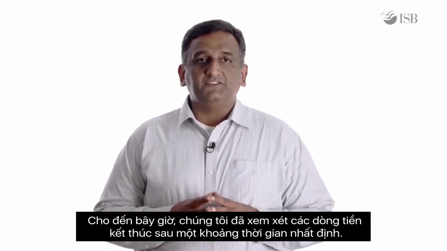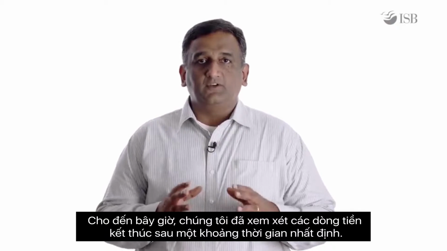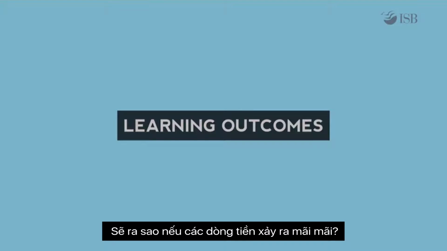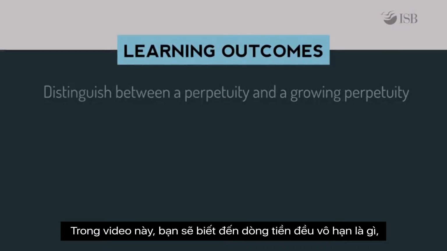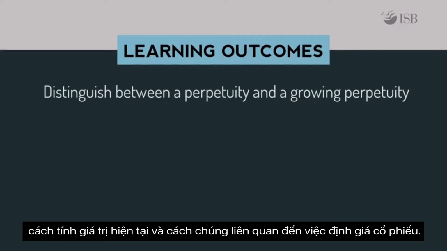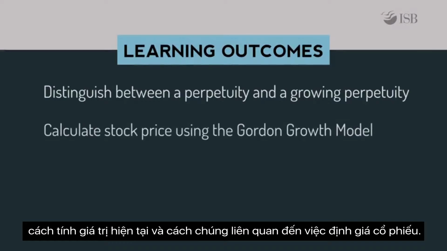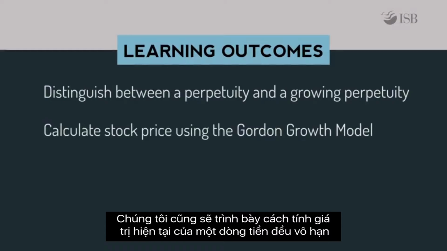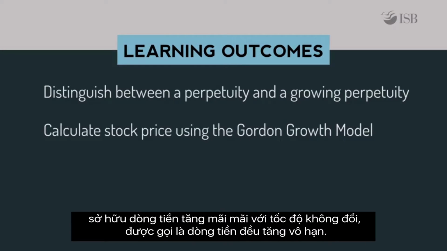Until now, we have seen cash flows that end after a certain number of periods. What if they were to occur forever? In this video, we will see what perpetuities are, how to calculate their present values, and how they relate to stock valuation. We will also see how to calculate the present value of a perpetuity whose cash flows increase at a constant rate forever, which is called a growing perpetuity.